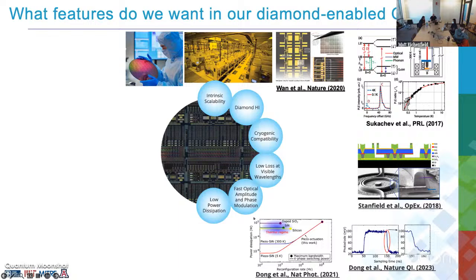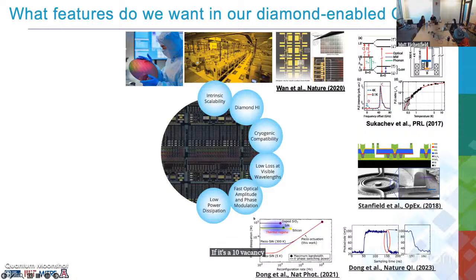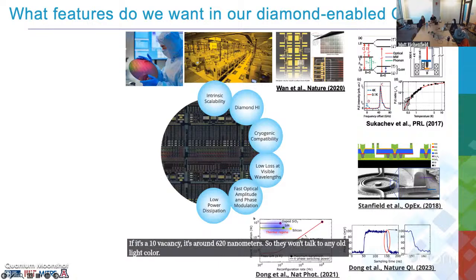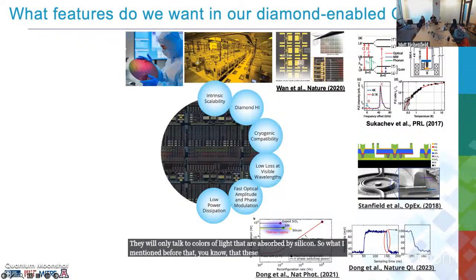Now, the diamonds, they only talk to very specific wavelengths. If it's a silicon vacancy, that wavelength is around 740 nanometers, okay? If it's the tin vacancy, it's around 620 nanometers. So they won't talk to any old light color, particularly they will only talk to colors of light that are absorbed by silicon. Okay, so what I mentioned before is that these foundries are making devices that use photonics, they're using silicon photonics. Silicon absorbs light that's shorter than around 1200 nanometers.